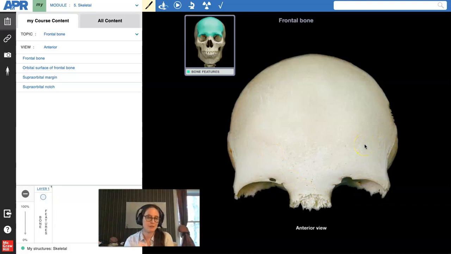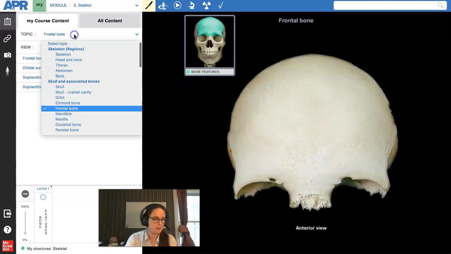And this is the anterior view of the frontal bone, so it's basically your forehead, and it does have a sort of orbital component, so it helps make up the orbit, the eye socket. Let's see, frontal, and it's just frontal bone, identifying the frontal bone. The anterior is the best view for that anyway. I'm comfortable with that.